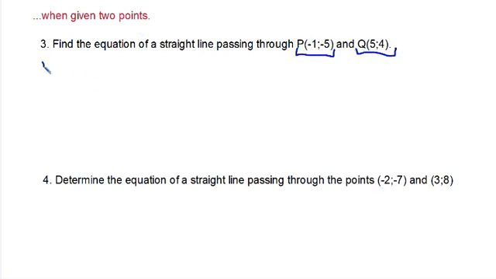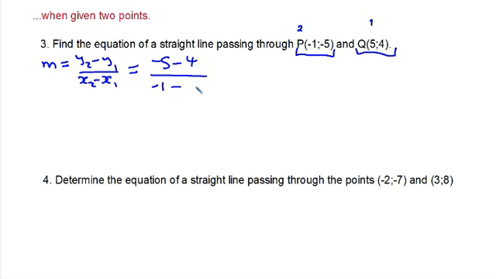So the first thing here is to determine your gradient by y2 minus y1 over x2 minus x1. So this is equal to, I'll take this as 2, this as 1. So that is my y2 there, negative 5 minus 4, all over negative 1 minus 5. I've substituted the 2 points. This one gives me my y2 and x2. This one gives me my x1 and y1.